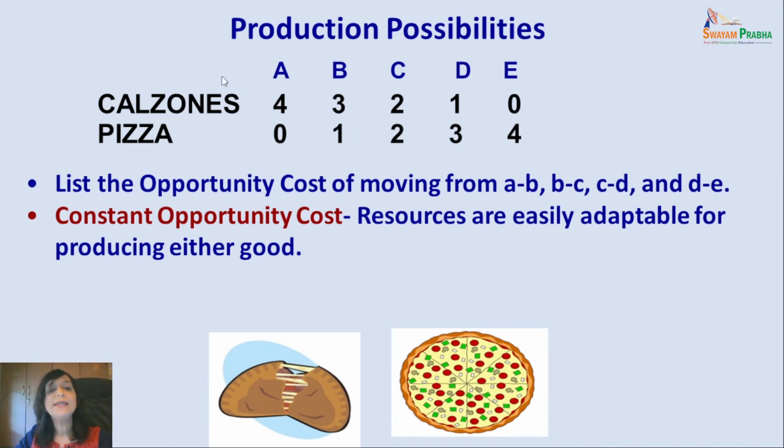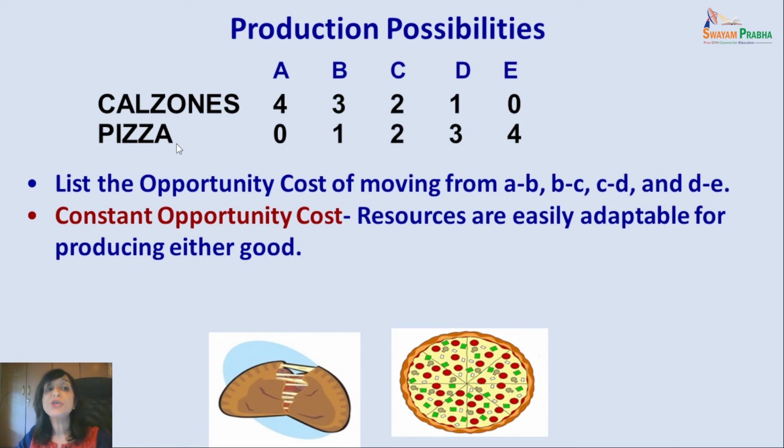See this example again and you will be able to understand that for every extra pizza, I am sacrificing 1 calzone. So 1 calzone reduction leads to 1 increase in pizza. This is called constant opportunity cost. That is, throughout, your answer remains the same. Why does this happen? This happens because the resources which are used to produce calzone are completely adaptable to produce pizza. Their efficiency, their specialization, their abilities remain the same whether they produce calzone or pizza.